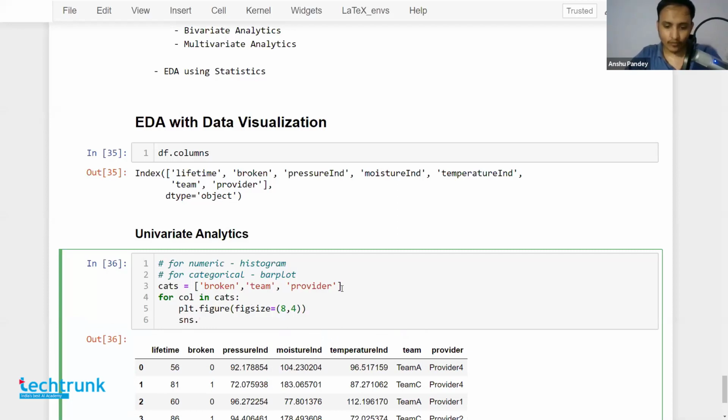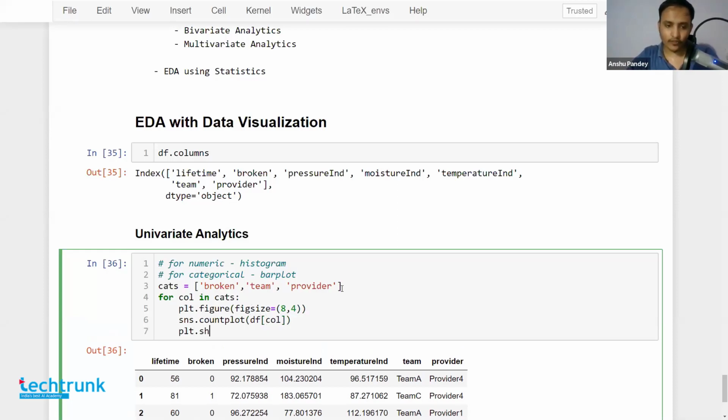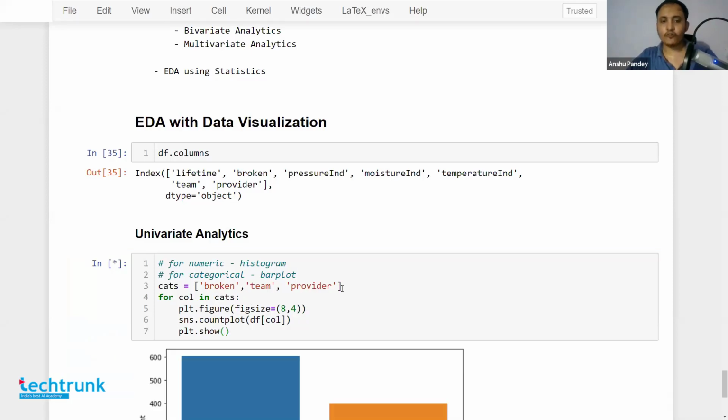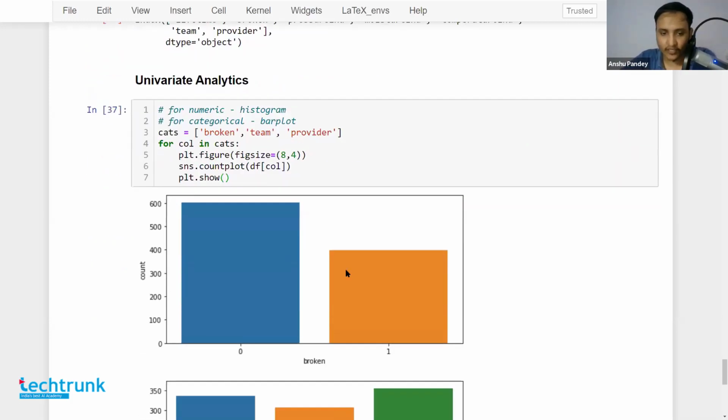With seaborn, we can do a count plot, right? A count plot is a way to draw a bar plot. That's what you're doing here, followed by plt.show. This is going to draw a count plot of three columns: broken, team, and provider. This is where we're going to start with the analytics. So let's start with that.